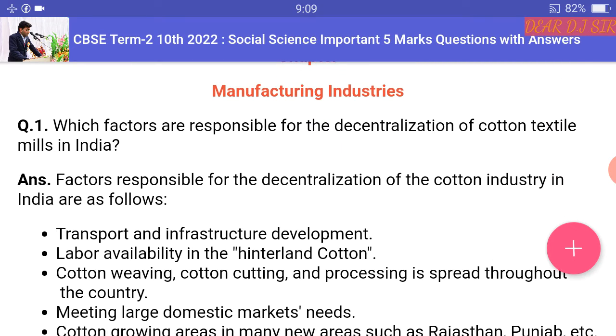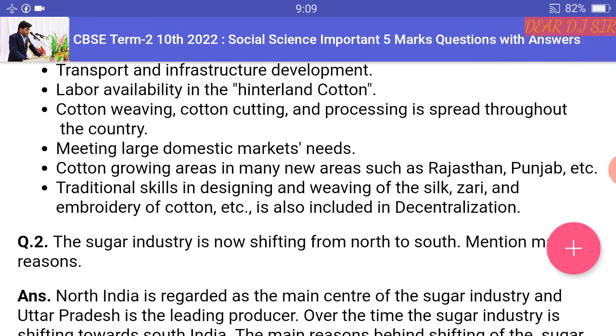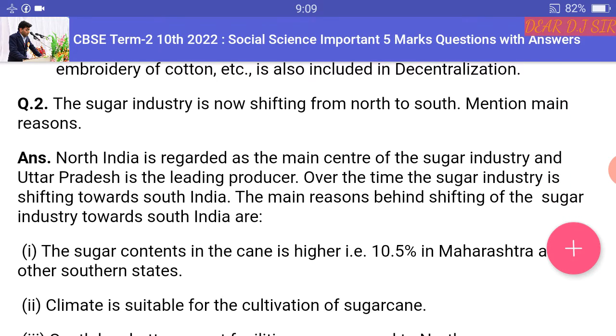Now questions from the chapter Manufacturing Industries. First question is, which factors are responsible for the decentralization of cotton textile mills in India? Here the second question is, the sugar industry is now shifting from north to south. Mention the main reasons.